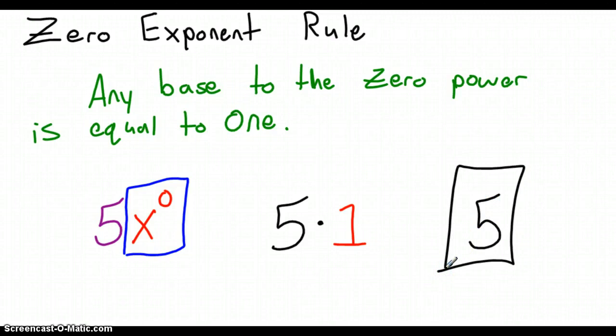Okay? So now keep in mind that this whole thing is not 1. Only the base that has the 0 power will turn into a 1. Now that's something that's important to keep in mind with exponents. Only the base gets the effect of the exponent.